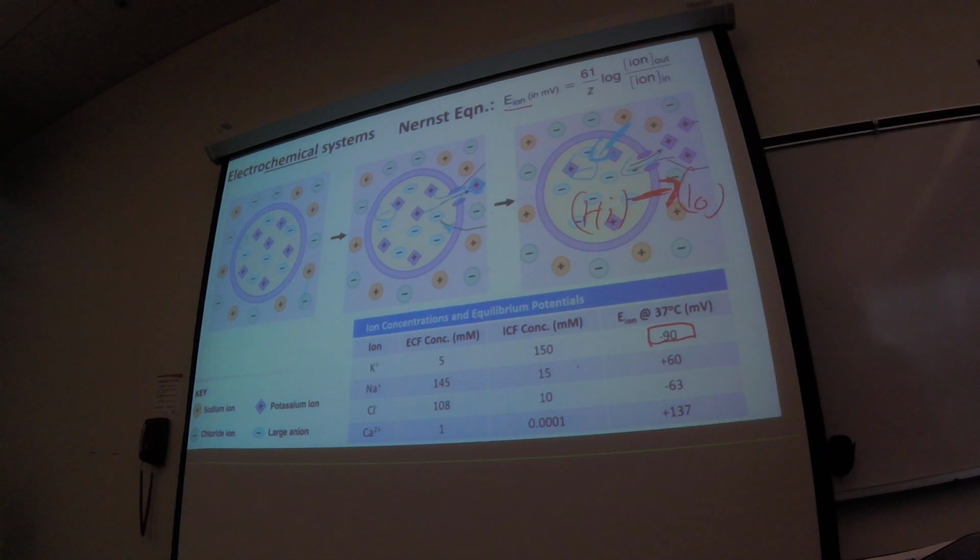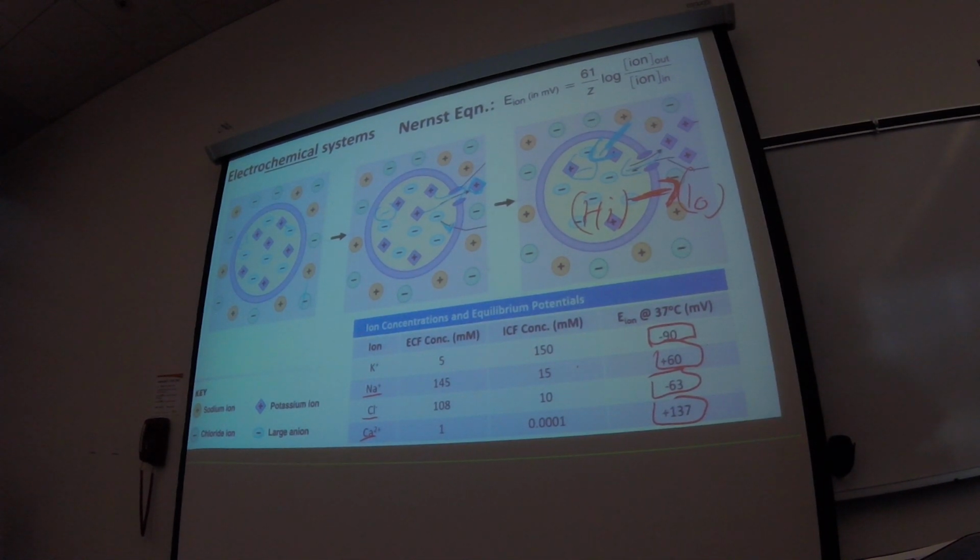Now, you can play the same game with every ion, right? Instead of making a leak for potassium, you can make a leak for sodium, or you can make a leak for calcium, or even chloride, and you could play the same game, and it would come up to different membrane equilibrium potentials. And they will vary dependent on various things. And that's what this equation above represents. This is called a Nernst equation.